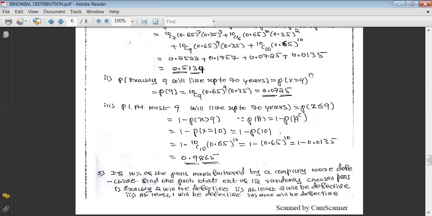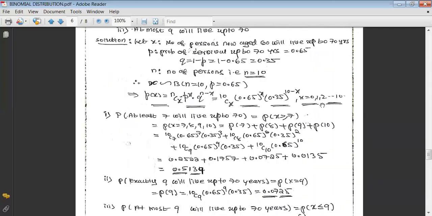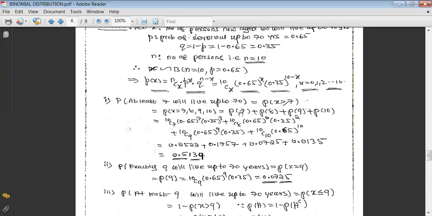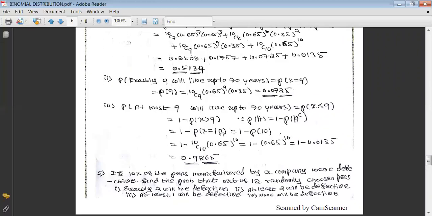Greater than or equal to 9 means here we can realize that only one value is permissible, that is x equals 10. That is 1 minus p of 10. If you take x equals 10 here, we'll get this one, and the calculation of this will result as 0.9865. This is the probability that out of 10 men, at most 9 will live up to 70 years.